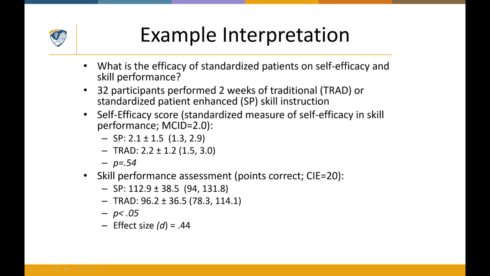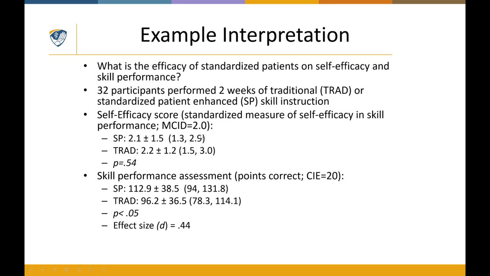So as we look at the group means here, here's our standardized patient group and here's our traditional group. So we've got 2 groups here that we want to compare on this single outcome. We can see the mean score for the standardized patient group and the traditional group are roughly the same, 2.1 and 2.2. And then here's the standard deviation, 1.5 and 1.2.